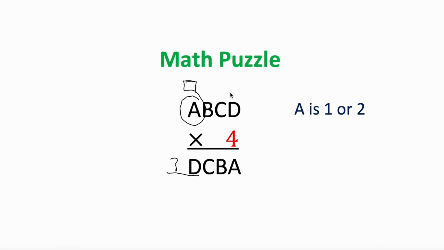Next, let's notice that 4 times D must be an even number, since 4 times anything is an even number. So 4 times D gives us an even number whose last digit is A. That means that A has to be even. So if A is even and A is 1 or 2, that means A can't be 1 and it must be 2. So we have our first digit.